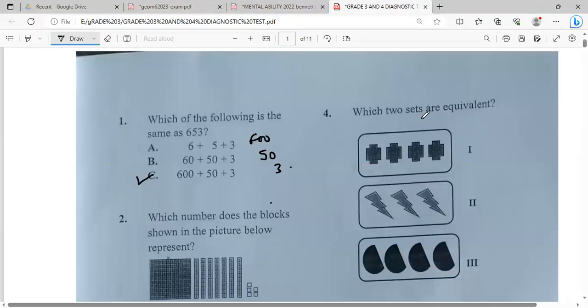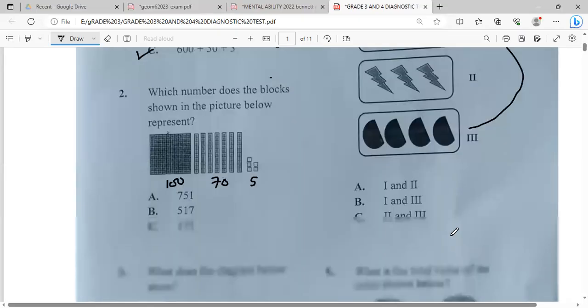Which two sets are equivalent? Now, equivalent means the same. So that would be 1 and 3. They both have 4: 1, 2, 3, 4. So our answer would be 1 and 3. So that would be B. All right, let's move on to number 5.